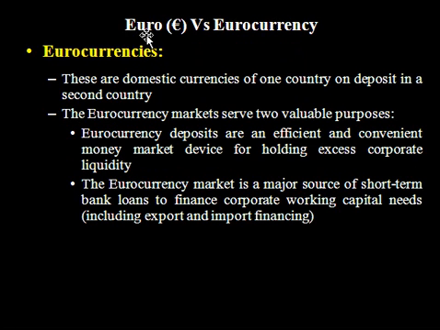One important thing here is that the European currency euro should not be mixed with the euro currency. Euro currency is a term used for the domestic currency of one country on deposit in a bank of a second country. The euro currency market serves two valuable purposes. One is that euro deposits are an efficient and convenient money market device for holding excess corporate liquidity, and the euro currency market is a major source of short-term bank loans to finance corporate working capital needs.